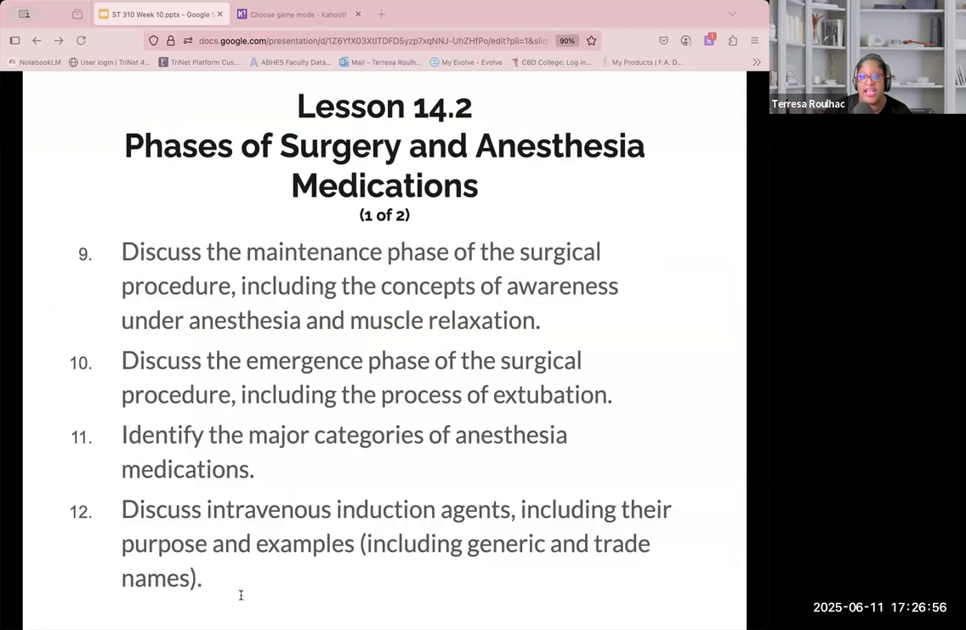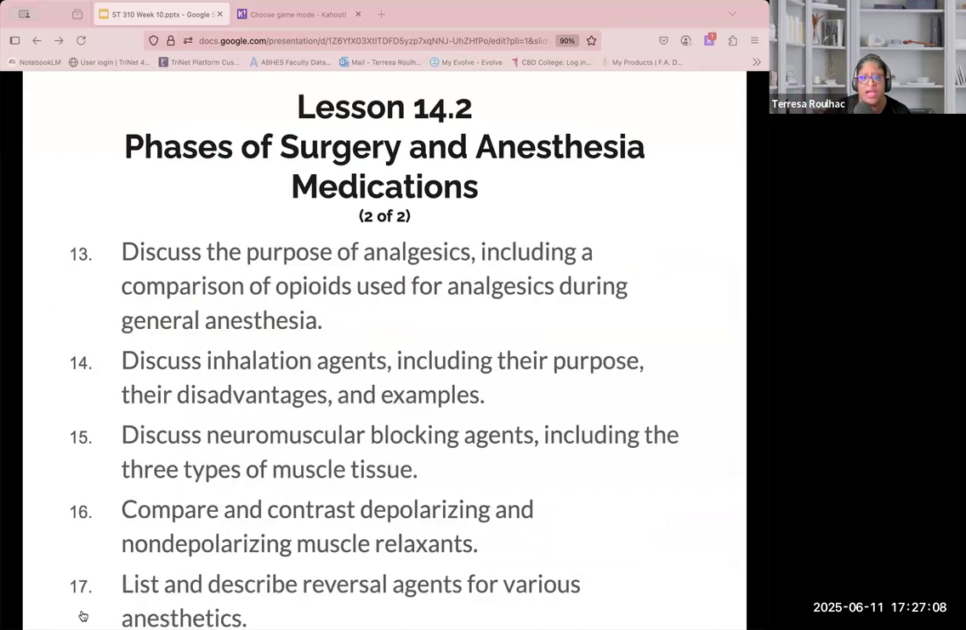We're going to look at the emergent phase as well as major categories of anesthesia medications and intravenous induction agents and their purpose. We're not done. There's a lot. We're comparing opioids that are used as analgesics for general anesthesia, the different inhalant agents, their purposes, neuromuscular blocking agents, as well as comparing and contrasting depolarizing and non-depolarizing muscle relaxants. And then we're going to finish it up with the reversal agents, because let's say something happens and the patient has a bad reaction. We've got to be able to reverse whatever was just placed in, right?